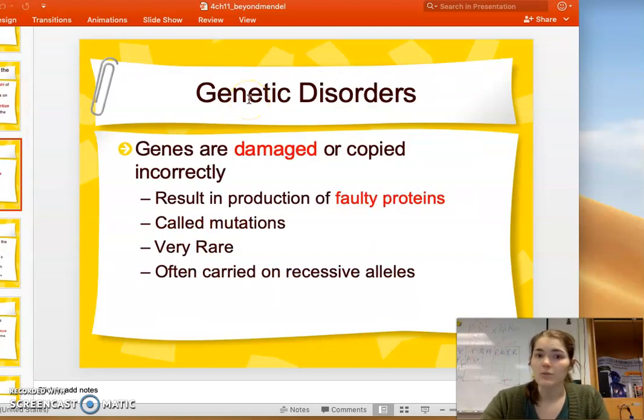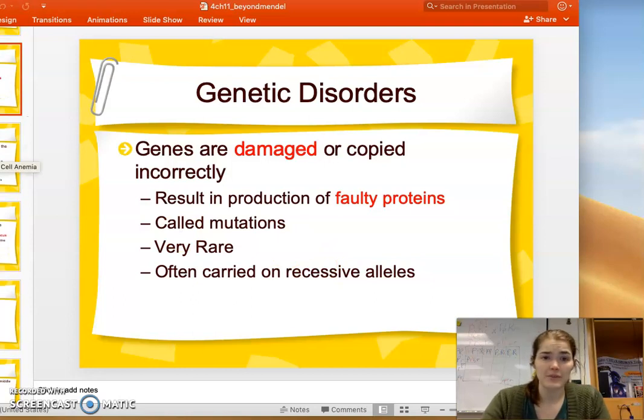Now, genetic disorders. We have talked about this in different ways. When we talk about genes and genetic disorders, we mean that genes are damaged or copied incorrectly. This results in the production of faulty, meaning inefficient, not fake, but inefficient or damaged proteins. We call these mutations. They are heritable, meaning it can be passed parent to child. They're not very common for the scary ones, and they're often carried on recessive alleles.